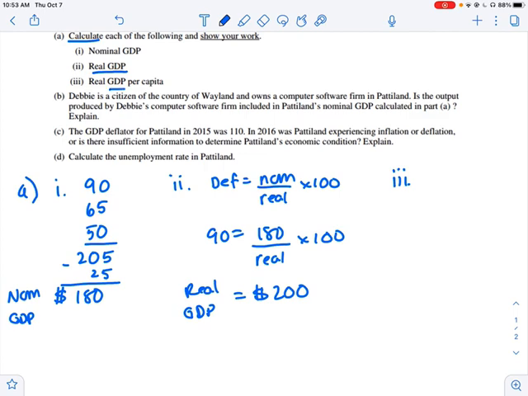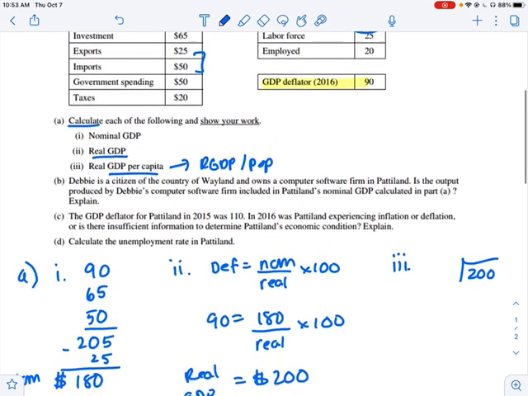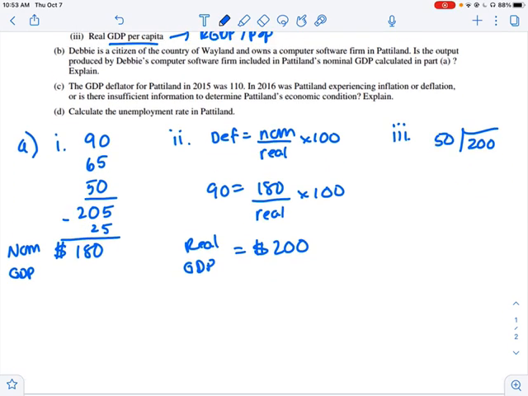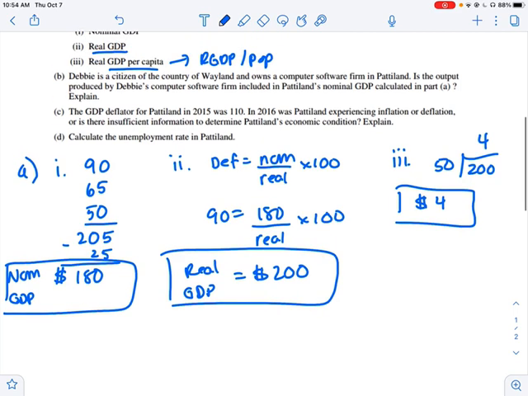And now I need the real GDP per capita. And remember, this is going to be the real GDP divided by the population. So I got to have the population somewhere. So I'm going to have 200 for the real GDP, and the population is 50. So I'm going to put 50 in here, and that's going to come out to be 4. So the real GDP per capita is $4. I like to put a rectangle around my final answers so that whomever's reading my paper knows exactly what my final answer is. Now let's head to B.